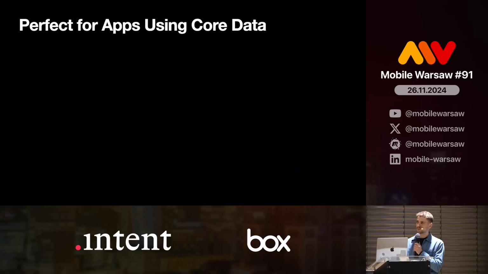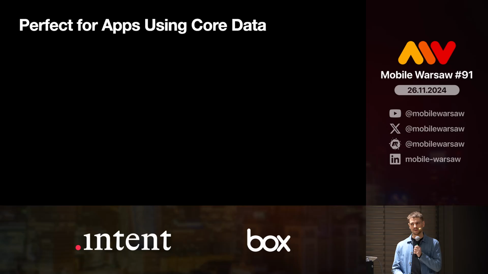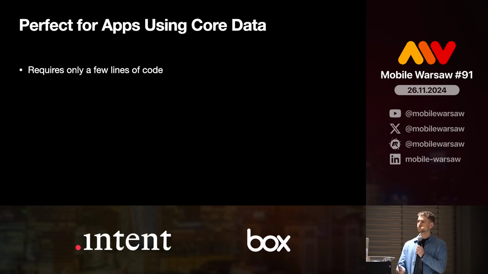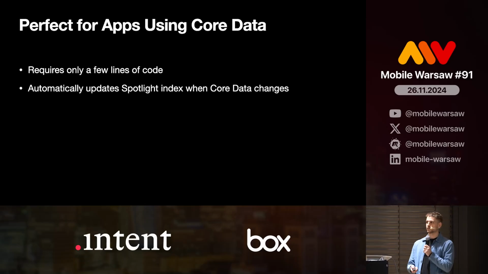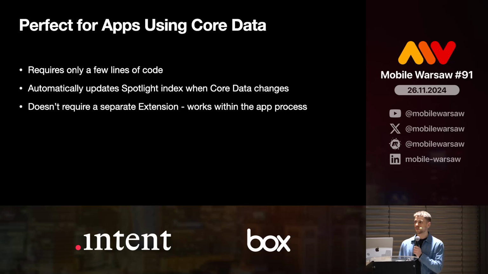And now let's talk about implementation. The Spotlight integration is perfect for applications that are using Core Data. This is because it requires only a few lines of code to make it work. It has an automatic system that automatically updates the Spotlight index every time that your Core Data changes. And it doesn't require a separate extension. It works in the app's process, so it's quite straightforward.